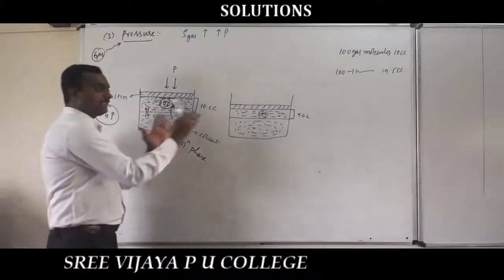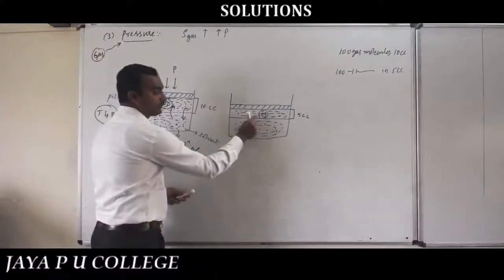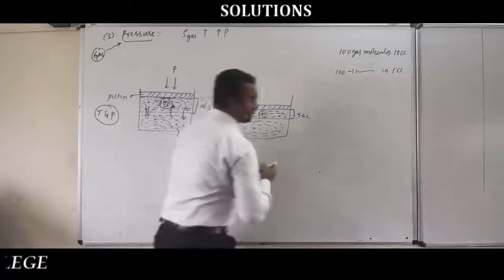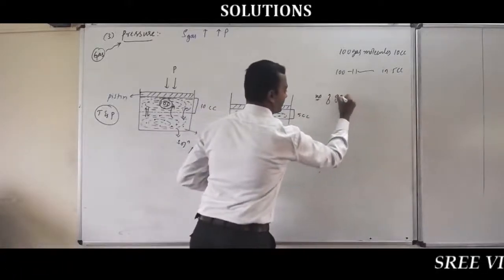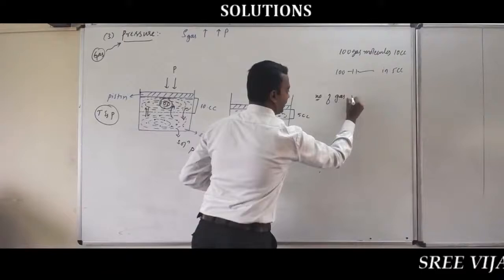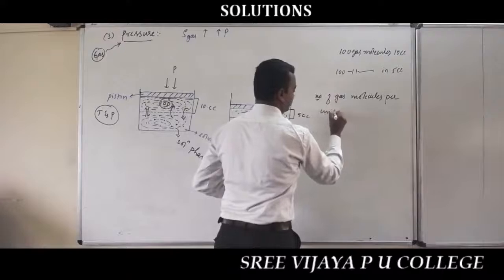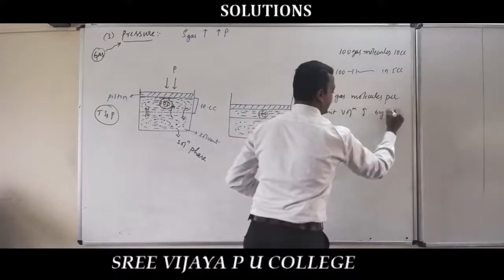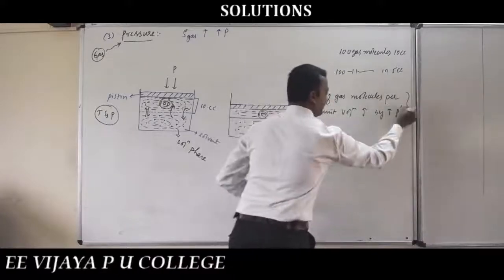Now in which one is the number of gas molecules higher? So here, the number of gas molecules per unit volume goes on increasing by applying the pressure. That is, the number of gas molecules per unit volume increases by increasing the pressure. This is very important.